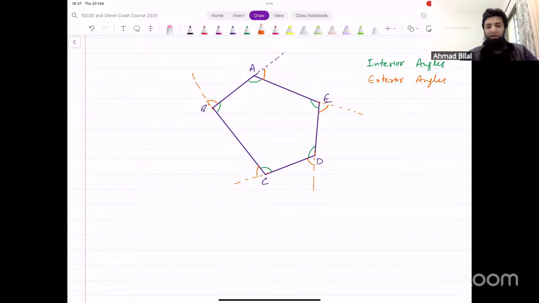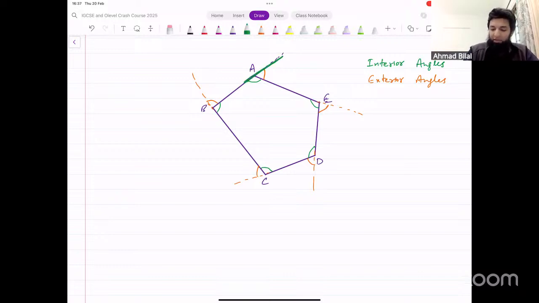How do you get exterior angles? If you extend any one side outside the pentagon, like this, the angle that you have on the outer side here, this is called the exterior angle. Now, for any one particular vertex, the interior angle and the exterior angle, their sum is always 180 because these are angles in a straight line, right?